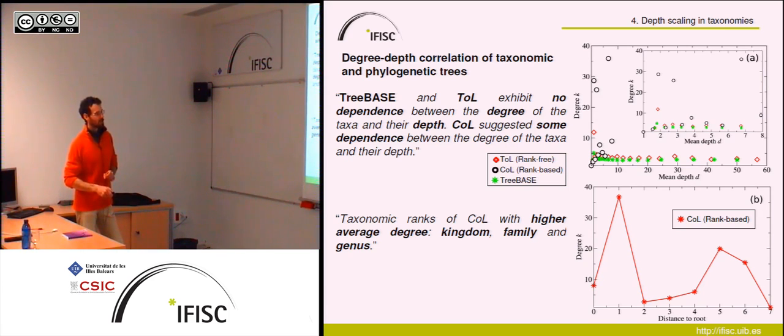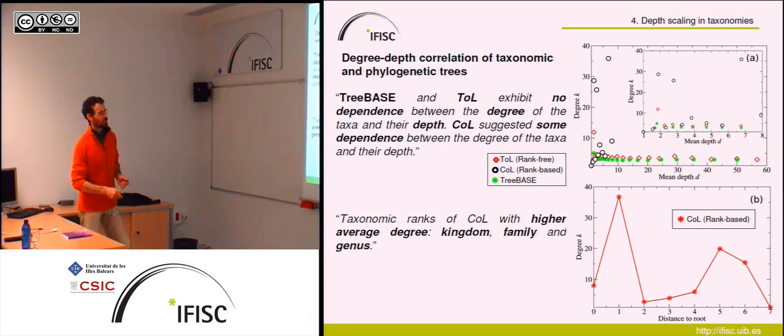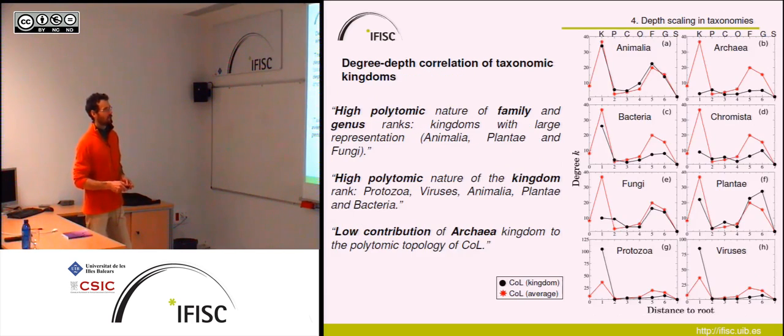So for example, at distance 1 we found the rank of kingdoms, at distance 2 the rank of phylum, at 3 is class, at 4 order, and at 5 family, at distance 6 is genus, and at 7 is the rank of species. What we observed was that the taxonomic ranks with higher degree, and thus higher presence of polytomies, were the ranks of kingdom, family, and genus.